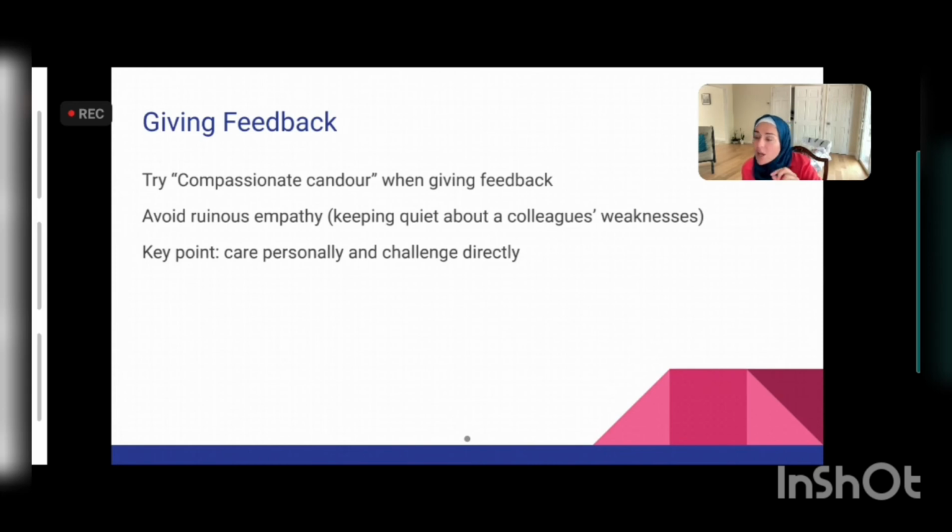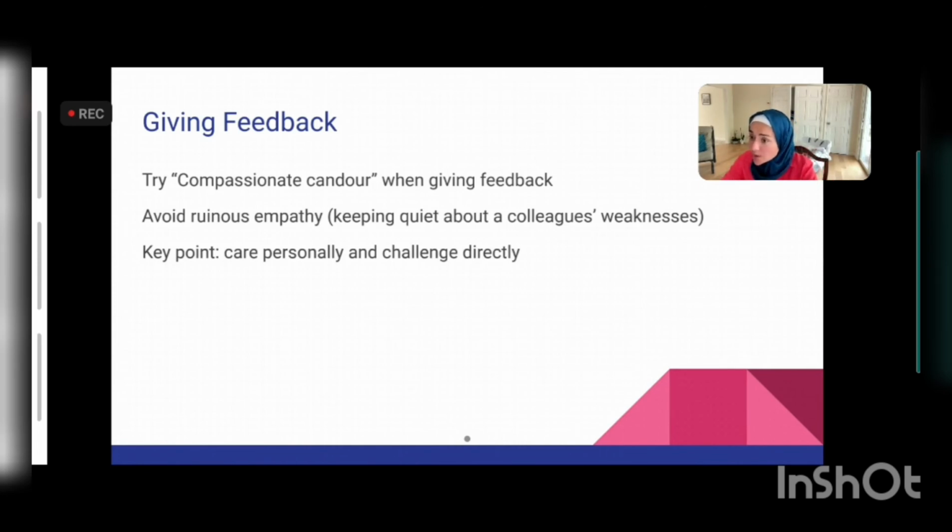What I mean by this is a lot of us, because we think we're being kind, we don't tell our colleagues if we notice some weakness. We keep quiet about their weakness because it doesn't feel natural to say to somebody. But let me give you an example.